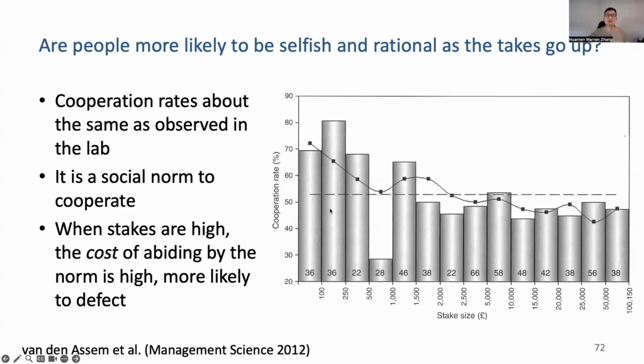To summarize, on average, cooperation rates are about the same as observed in the lab. Here it is a social norm to cooperate. And when stakes are high, the cost of abiding by the norm is high, because you are giving up, like here for the highest stake, 50,000 British pounds to abide by the norm. So the cost of abiding by the norm is high, which is why people are slightly more likely to defect, because the temptation is much higher. But in general, we do observe a really high, significant cooperation rate.